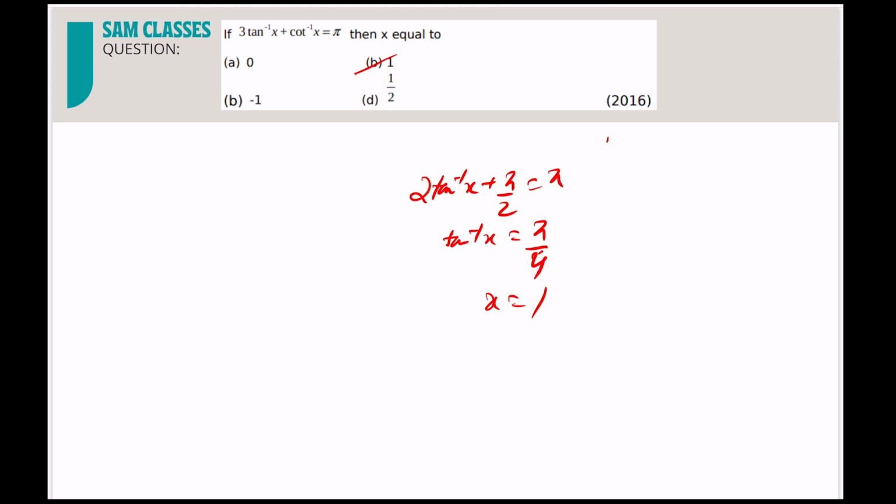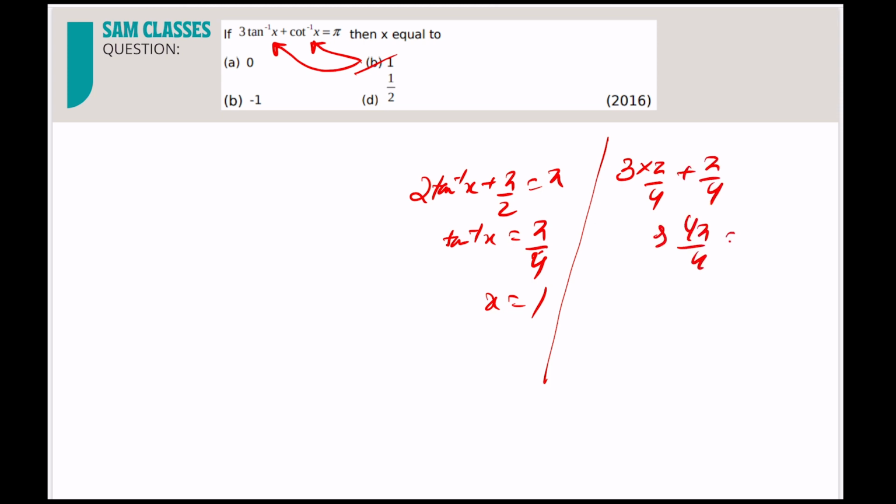Or you can analyze it this way: the moment you put x equal to 1, you'll get 3 into pi by 4, because tan inverse 1 is pi by 4, plus pi by 4. So you already know that is nothing but 4 pi by 4, that is equal to pi. So you can use option checking also and solve it.